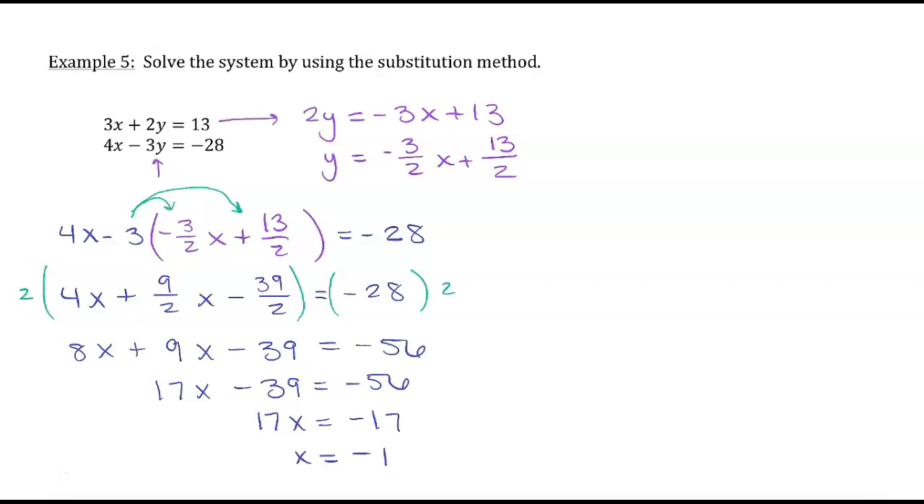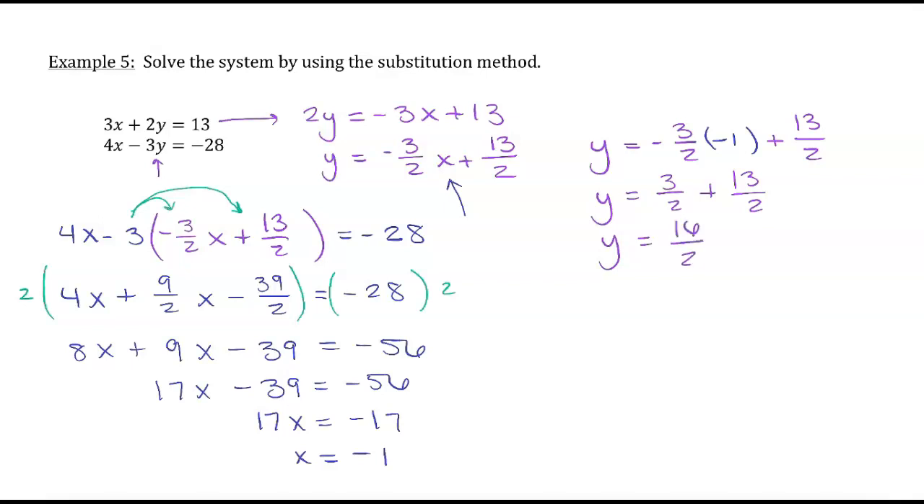Now that we know that x is negative 1, we can substitute that back into this equation and solve for y. We have y equals negative 3 over 2 times negative 1 plus 13 over 2. Negative 3 over 2 times negative 1 is positive 3 over 2, and 3 over 2 plus 13 over 2 is 16 over 2. Now we know that y is equal to 8. And for our solution, we have the ordered pair negative 1, 8. And we've solved this system of equations.